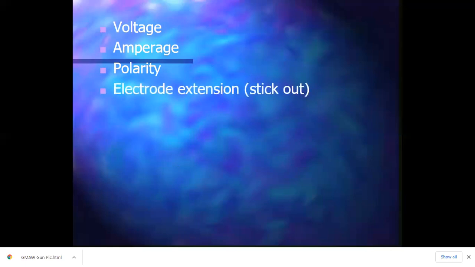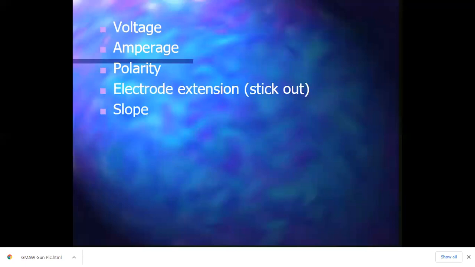So we talk about voltage and amperage, polarity. Polarity is whether you're running it electrode positive or electrode negative. You also could see it said as DC, which is direct current. So DC SP, which is direct current straight polarity, which is electrode negative, or DC RP, which is reverse polarity, which is electrode positive. So the electrode extension, that's how much wire we have out passing the contact tip. So the distance between our contact tip and our weld.